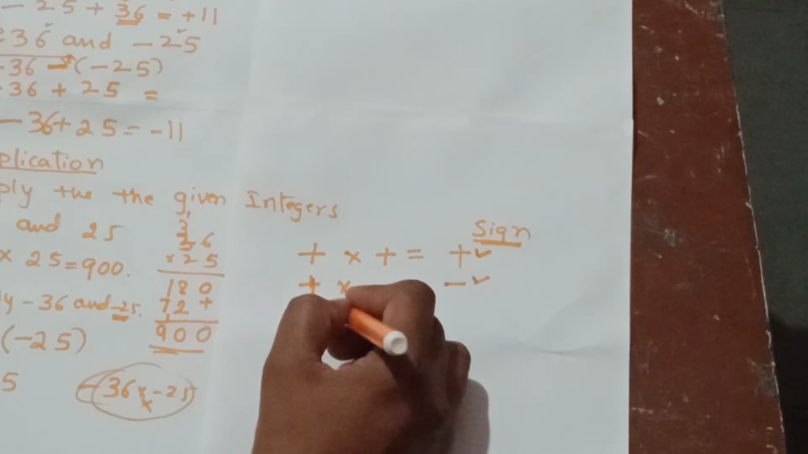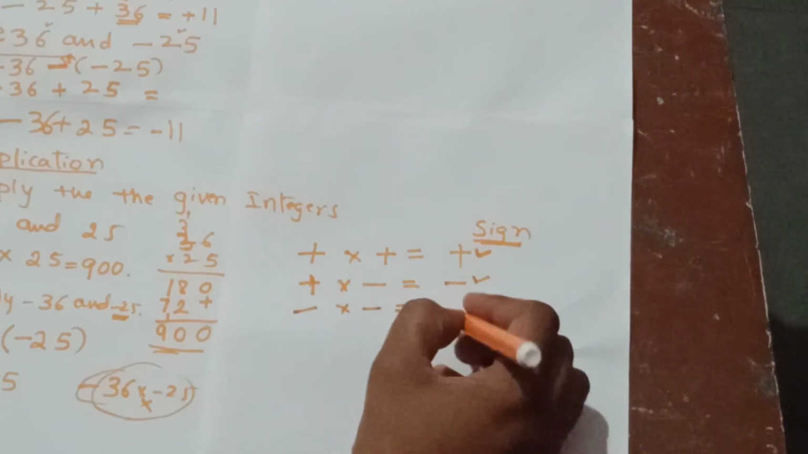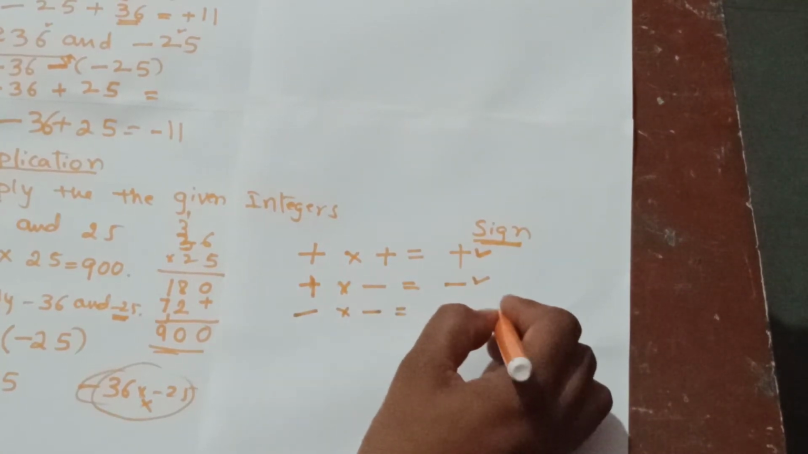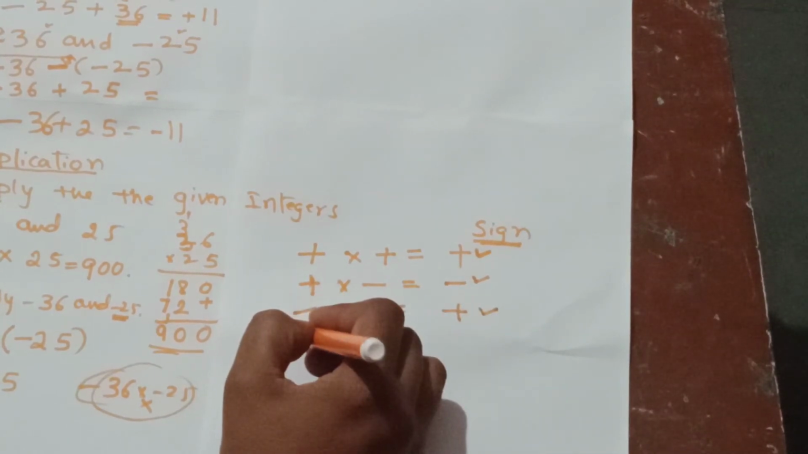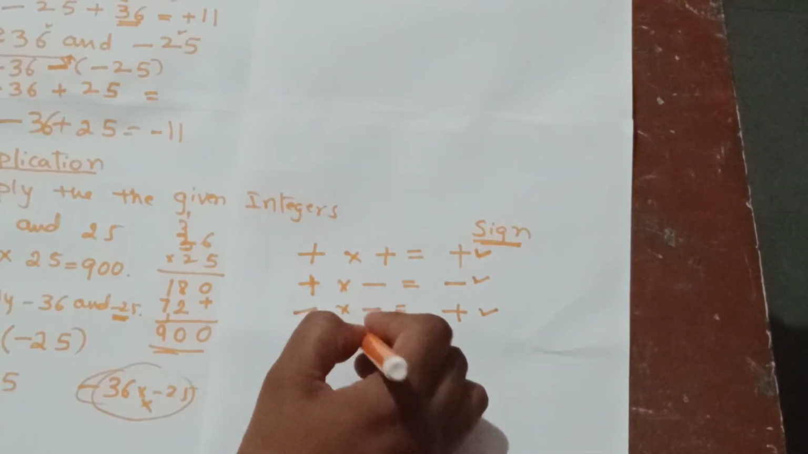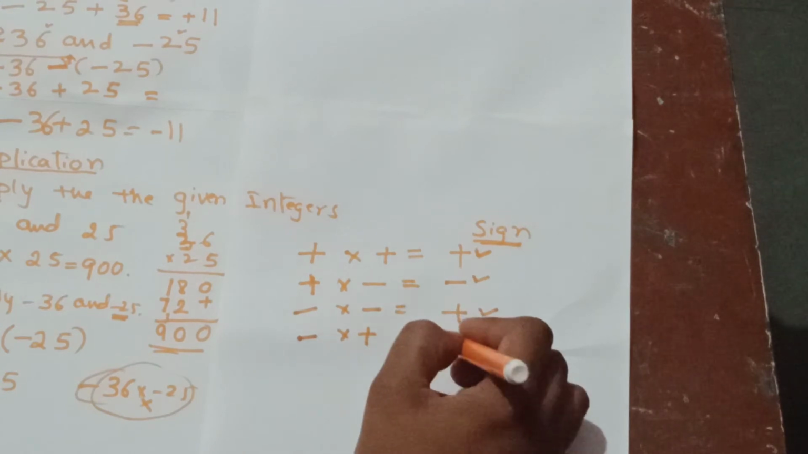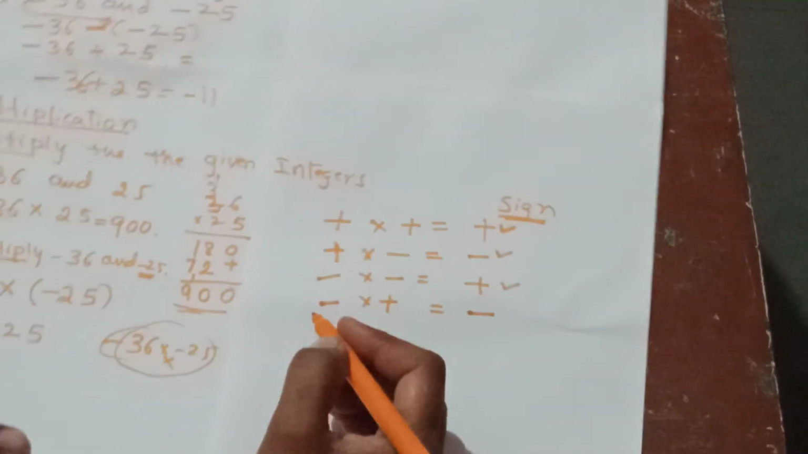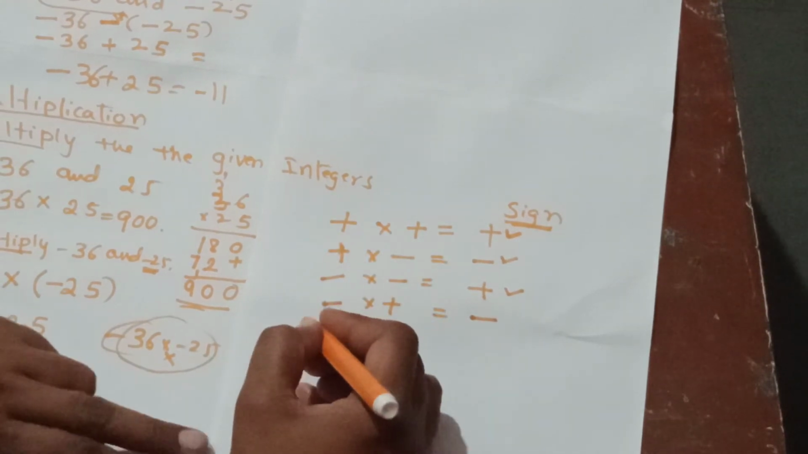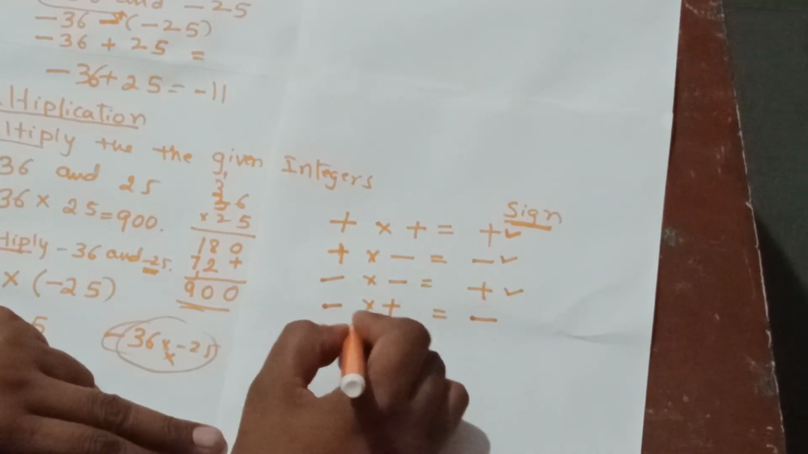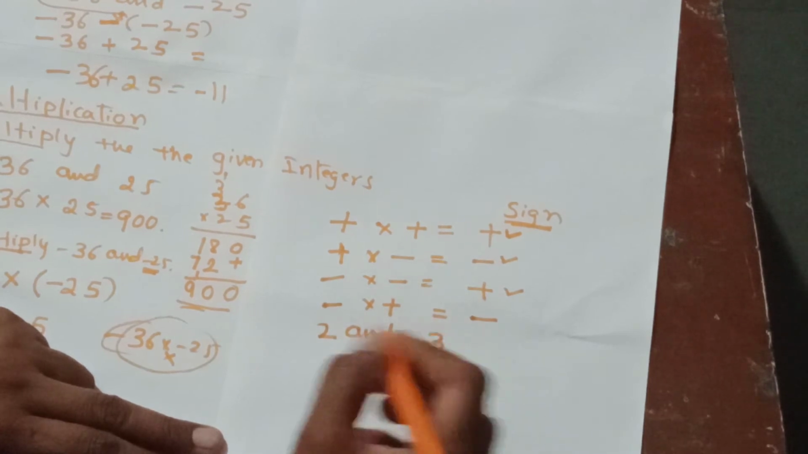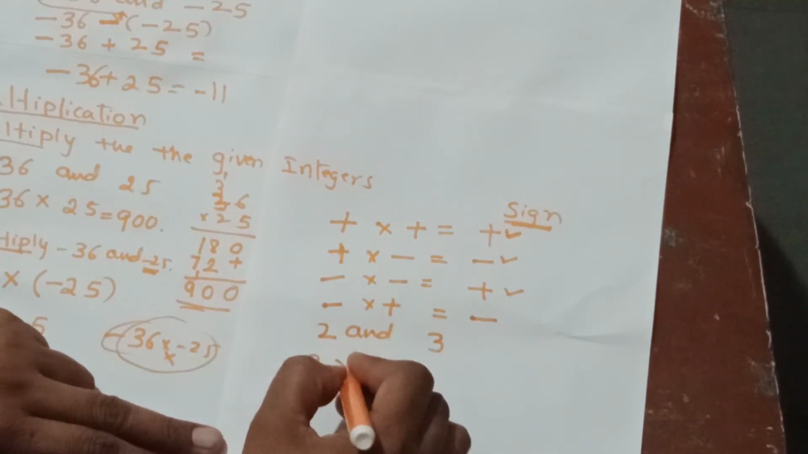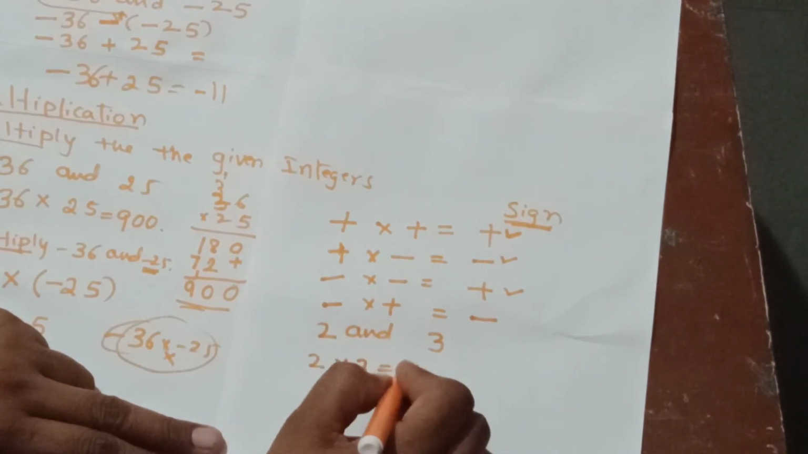So suppose if you have minus and minus, here you are going to get the positive answer. Then if you are getting here minus into plus, you are going to get the answer in the form of minus. Okay, so very simple. Let me explain this very easily with some simple numbers, that is 2 and 3. Suppose we have numbers 2 and 3, plus 2 into plus 3, it is 6.